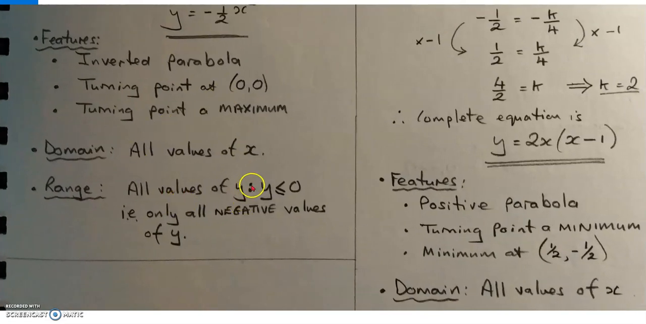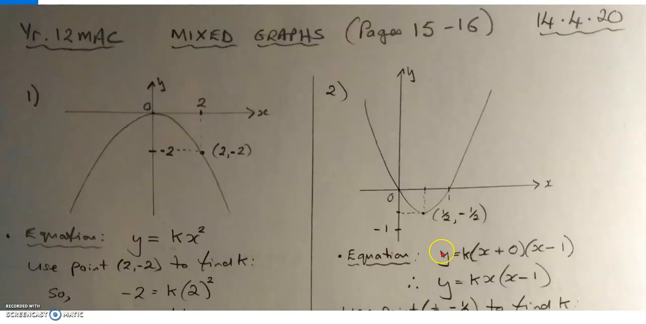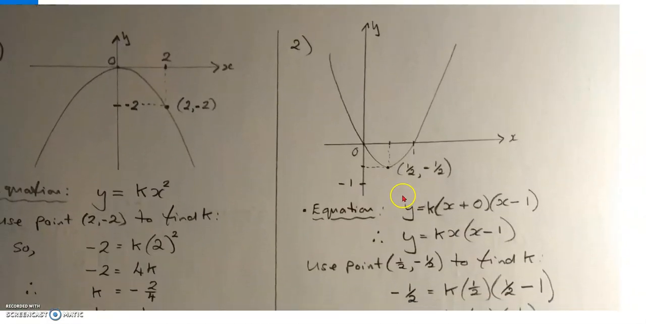Now, you see these two little dots, they mean "such that". So you would read this as the following: the range is all values of y such that y is less than or equal to 0. Less than or equal to because the graph can take the value 0 for y when x is 0. So in other words, it's only valid for all negative values of y, but including 0. Okay, so let's look at the next one, number 2, and see what we can deduce there. There we are.